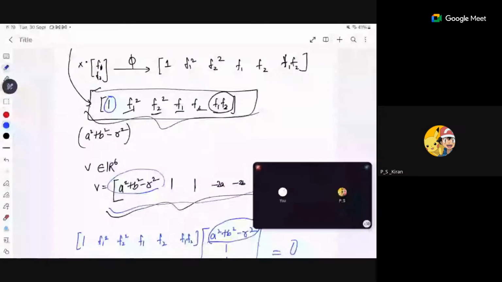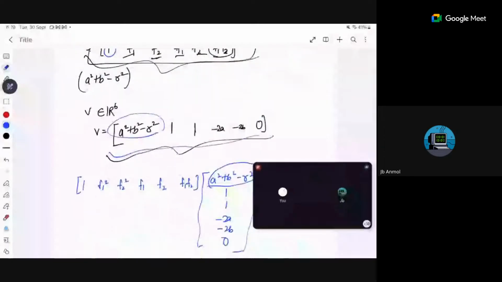Okay. Ma'am, can you remove this pop-up screen where we can see the students from the whiteboard? Remove the pop-up screen.